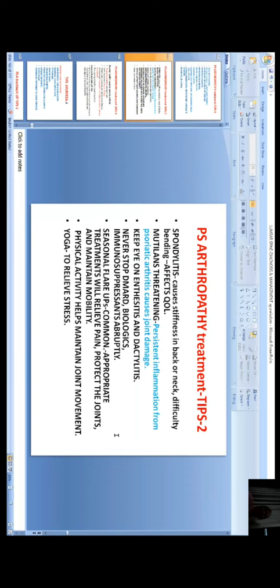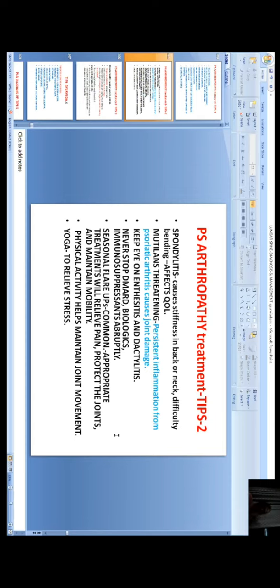Psoriatic arthropathy treatment tips. Spondylitis causes stiffness in the back or neck and affects the quality of life. Mutilans is threatening, that is, erosion of cartilage is there. Keep an eye on enthesitis and dactylitis because any time this can flare up. Very, very difficult to control.